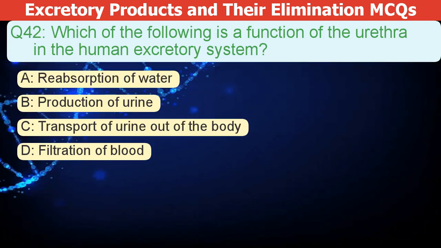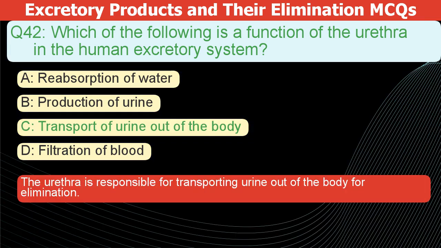Which of the following is a function of the urethra in the human excretory system? A. Reabsorption of water. B. Production of urine. C. Transport of urine out of the body. D. Filtration of blood. The correct answer is C. The urethra transports urine out of the body for elimination.